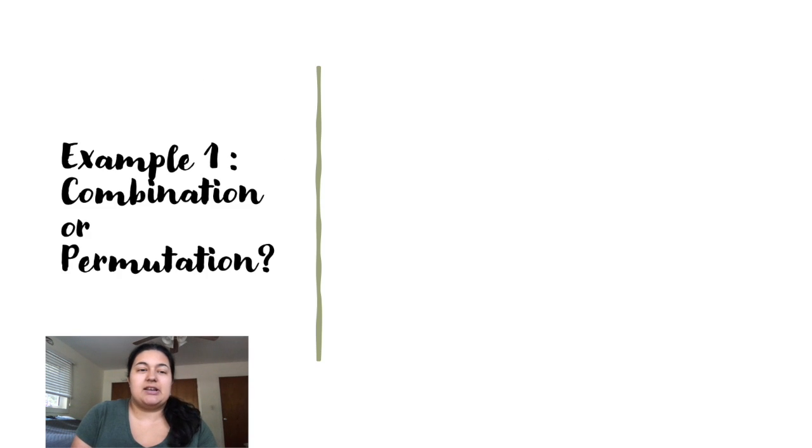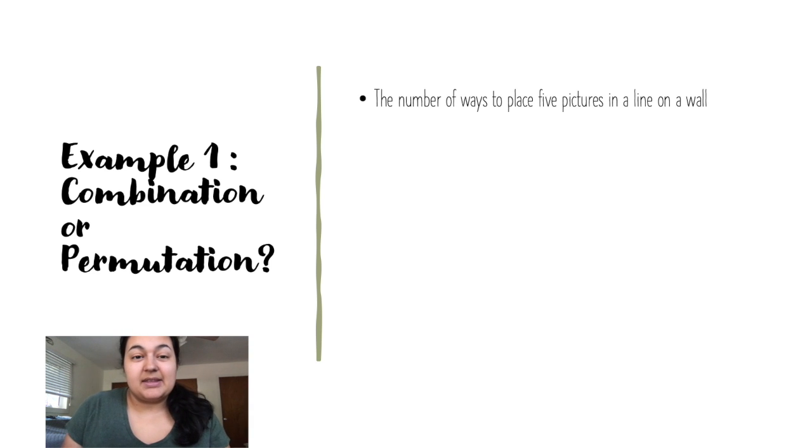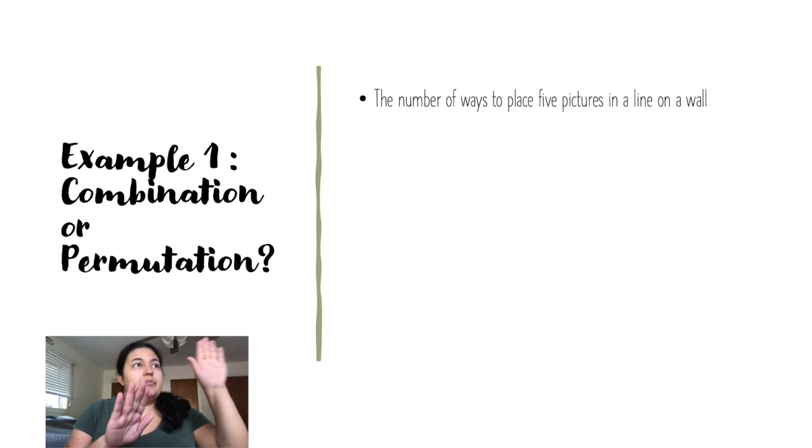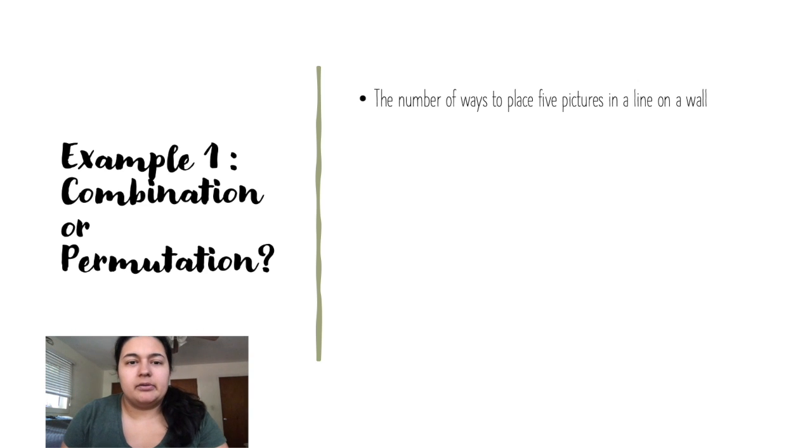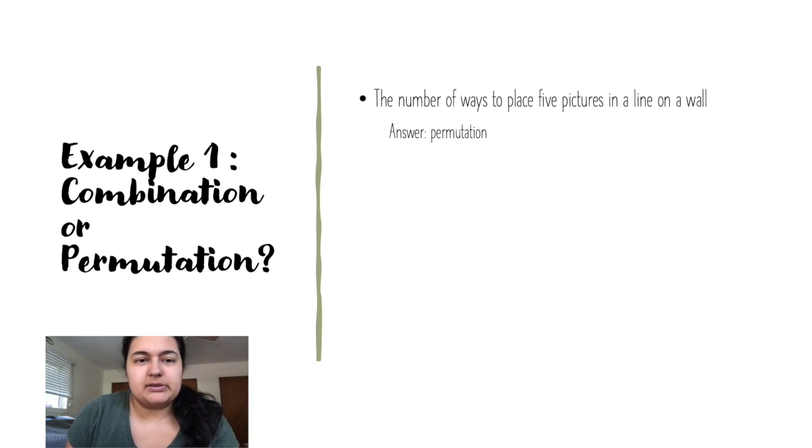So let's take a look at our first example. Combination or permutation? Let's see. The number of ways to place 5 pictures in a line on a wall. So we have 5 pictures and we're putting them on a wall. Does order matter? Yeah, I think order matters there. So your answer is going to be a permutation.